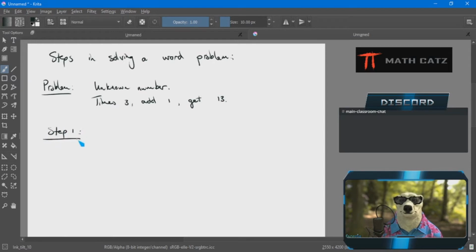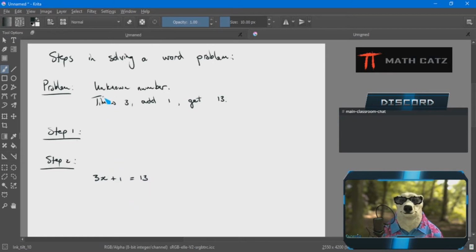So there are going to be 4 steps. And I want to think about it in terms of these 4 steps. Step 1 and 2 are translation steps. I can write my equation, and you might jump to step 2 right away by saying 3 times x plus 1 is 13.